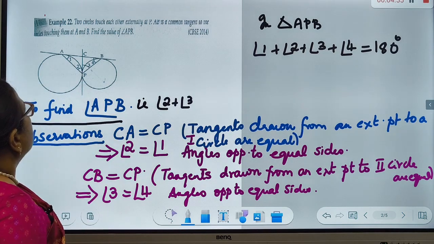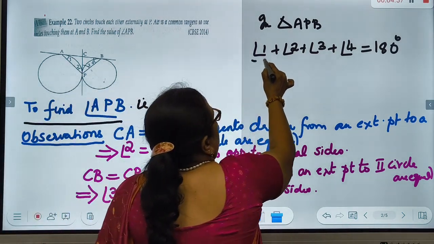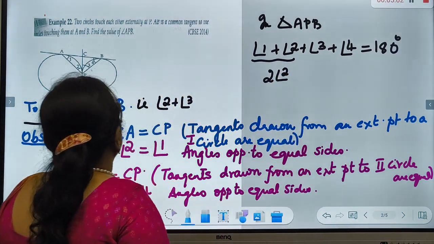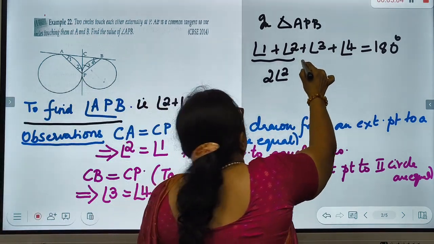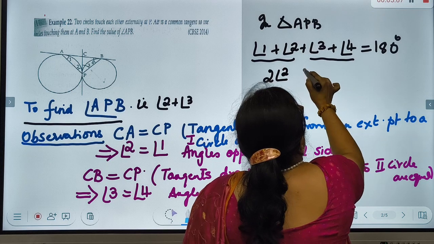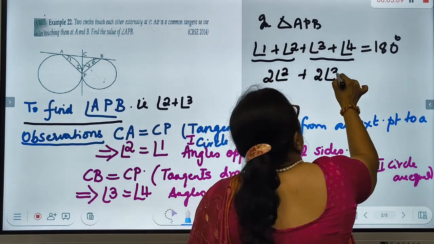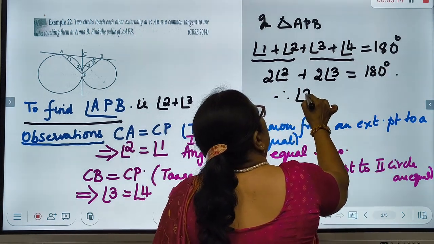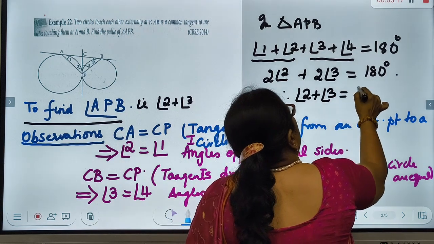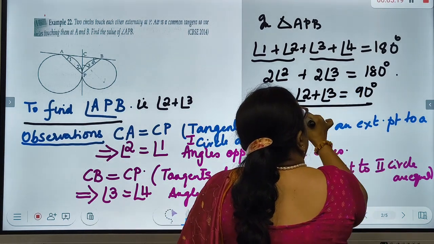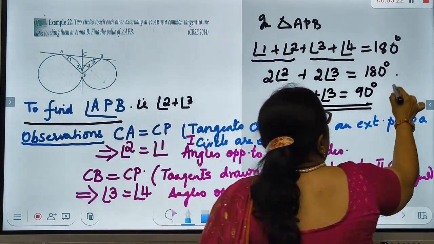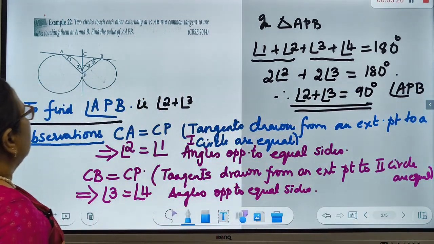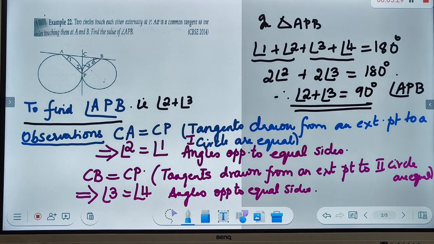But angle 1 is equal to angle 2, so these two I can write as twice angle 2. And angle 3 equal to angle 4, so these two I can write as twice angle 3. This is 180, which implies angle 2 plus angle 3 is 90. What is angle 2 plus angle 3? That is angle APB. So we have found the angle APB to be 90 degrees.